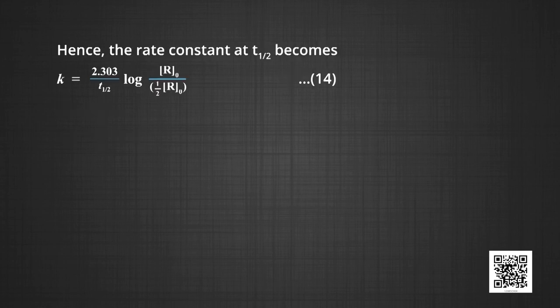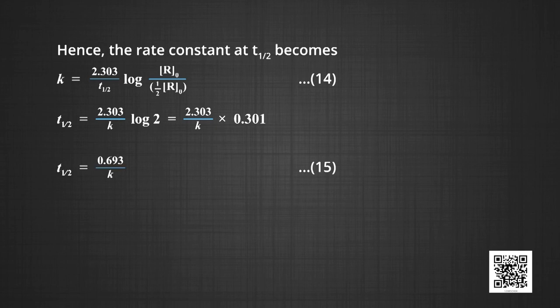Hence, k is equals to 2.303 by t half log R0 by R naught by 2. Therefore, T half will be 2.303 upon K log 2. Now, putting the value of the log 2 in the expression, it will be 2.303 upon K into 0.301.